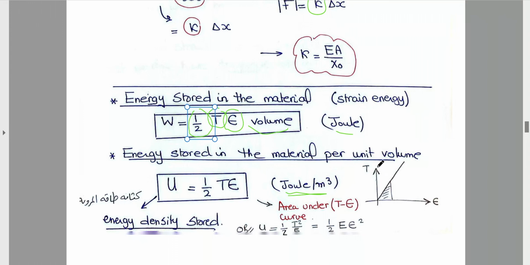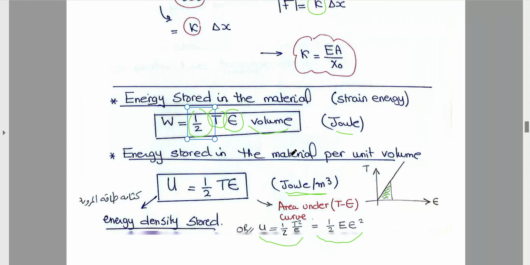If you examine this curve, this is the area under the curve, because the area of the triangle is half base multiplied by height, so it's half stress times strain. You can also use any of these forms instead.